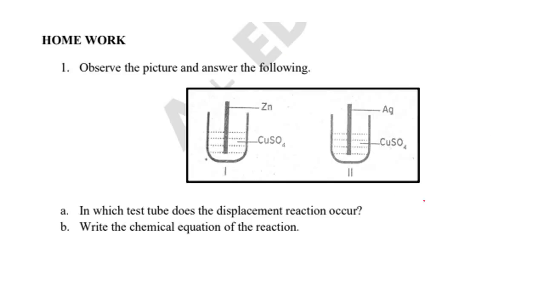Okay, now this is the work that you have to do in your textbook notebook. Observe the picture and answer the following. You are given 2 beakers, one contains copper sulfate solution, a zinc rod is dipped, and the other copper sulfate solution, a silver rod is dipped. Ag means silver, Ag silver.